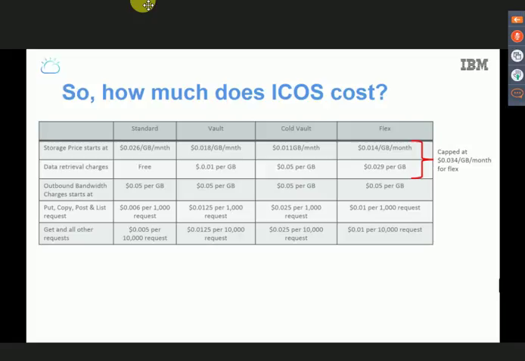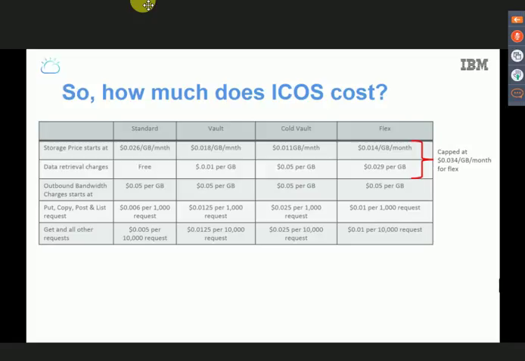But just quickly, we talked about 4 pricing tiers: standard, Vault, cold Vault, and Flex. You see, standard is about 2.6 cents a gigabyte a month, which is the most expensive storage. If you look at cold Vault, it's only 1.1 cents a gigabyte a month. So the storage price is dropping as we move from standard to cold Vault. But let's look at the second row, data retrieval charges. With standard, it's free, but it keeps going up as we move towards cold Vault. So that's what I was explaining in my earlier slide.